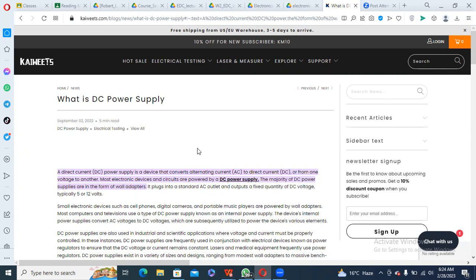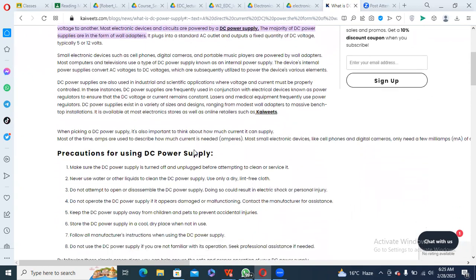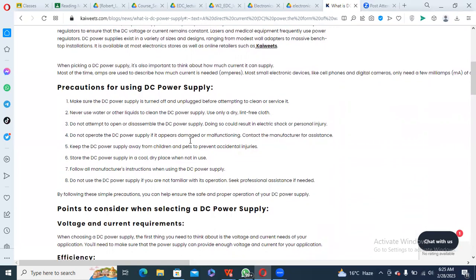The majority of DC power supplies are in the form of wall adapters, which plug into a standard AC outlet and output a fixed DC voltage, typically 5 or 12. We have some precautions for using a DC power supply: follow all manufacturer instructions when using the DC power supply, store the DC power supply in a cool, dry place when not in use, do not operate the DC power supply if it appears damaged, and make sure the DC power supply is turned off and unplugged before attempting to service it.